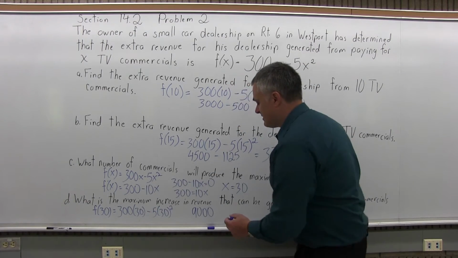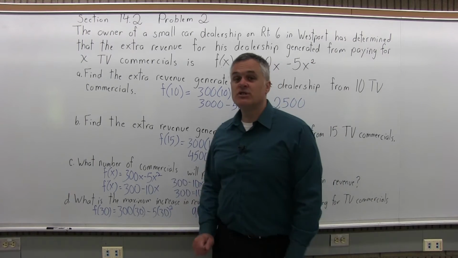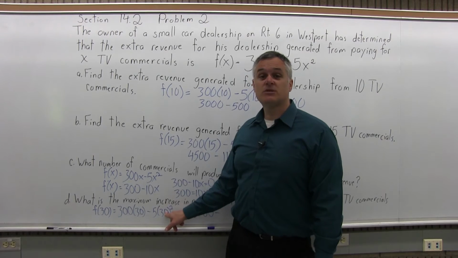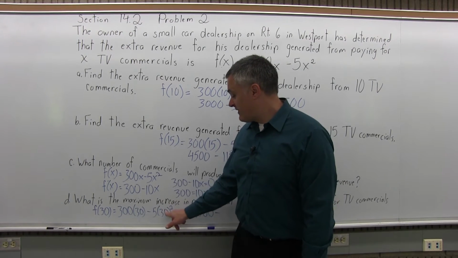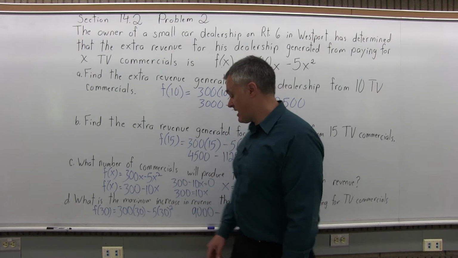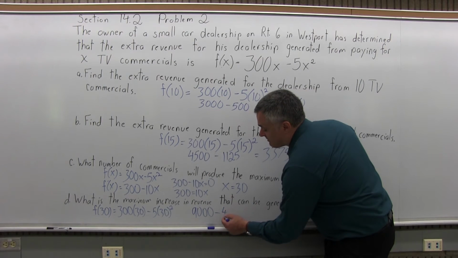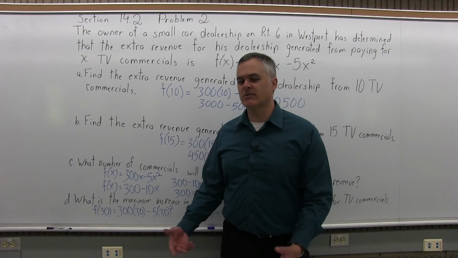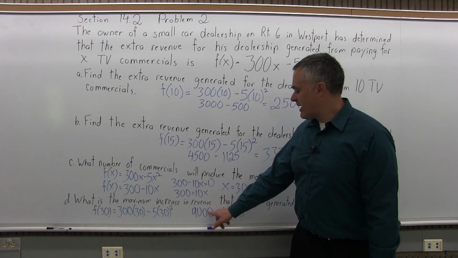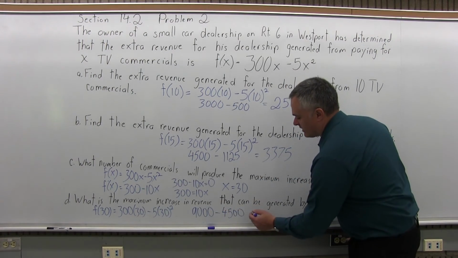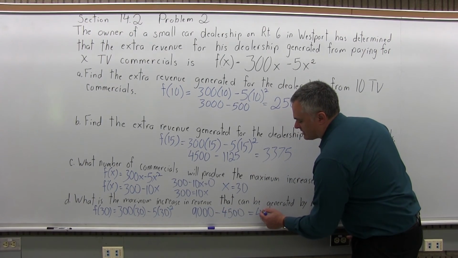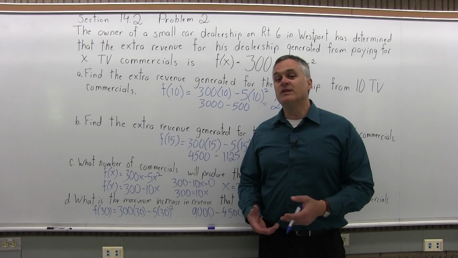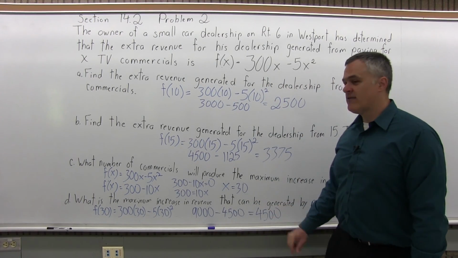Then we have minus 5 times 30 squared. So again, you have to do the 30 squared first. 30 squared is 30 times 30, which is 900. Then you have 900 times minus 5. So 900 times minus 5 is minus 4,500. And again, I'm just thinking of the 9 times 5 first, and I put the 2 zeros back. And now when I have 9,000 minus 4,500, that answer comes out to positive 4,500. So the most extra revenue you're going to be able to generate by paying for TV commercials is an additional $4,500 of revenue.